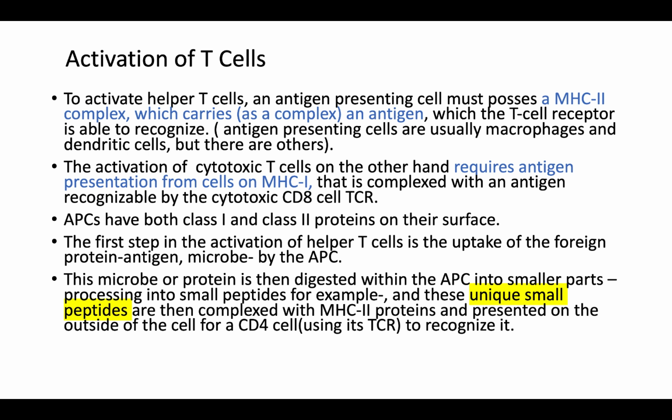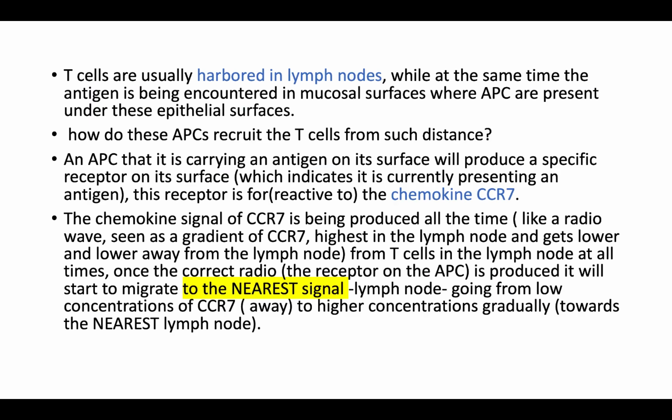So this microbe or protein is digested by the APC into unique small peptides, and then they are complexed with MHC2 proteins and presented on the outside of the cell for the T cell receptor to recognize. T cells are usually harbored in lymph nodes, while at the same time the antigen is usually encountered at mucosal surfaces where the APCs are present. So how does the APC recruit the T cell from such a distance?